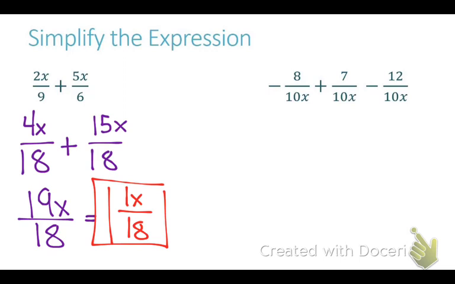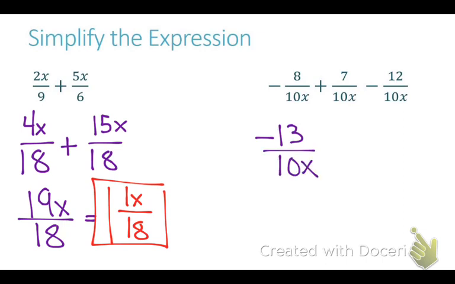All right. Next one. Do I have an LCD? Yes. Okay, so even though the denominator has a variable, thankfully it's the same variable in all three of them. So all I have to do is combine my numerators. Negative 8 plus 7 minus 12 is what? Negative 13. Negative 13 over 10x.